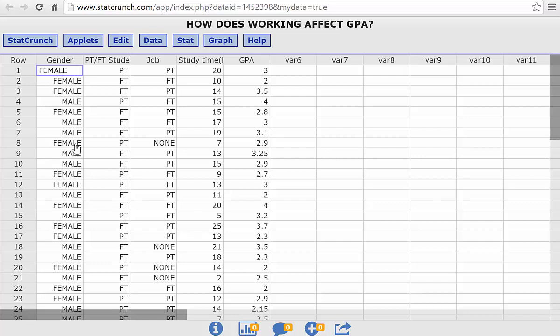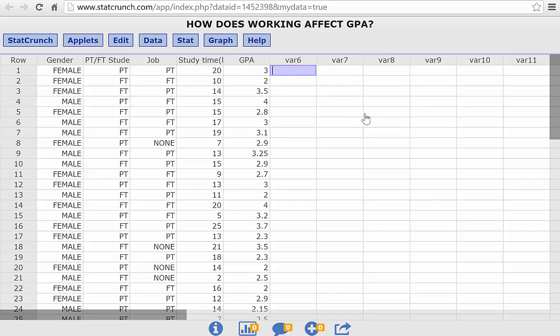Here is a data set that you can find in the list of data sets from StatCrunch. In this data set, we can see the variables are gender, so we have males and females, part-time or full-time student, so whether or not they go to school part-time or full-time, whether or not they work, and if they do, is it part-time or full-time, the amount of time then that they spend studying, and that's in hours. And then we have a GPA, what their corresponding GPA is.